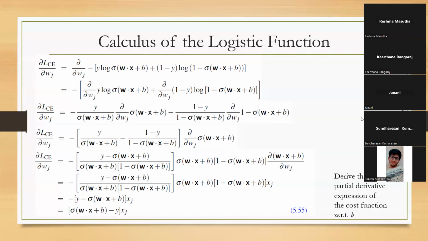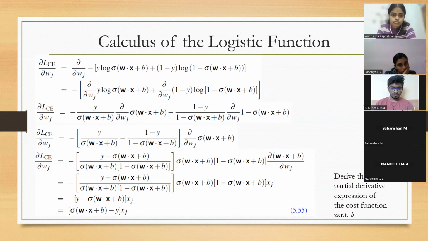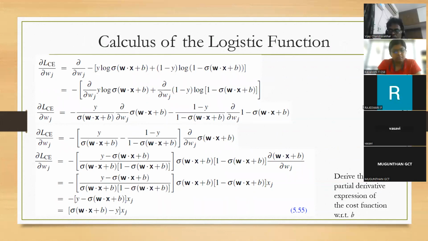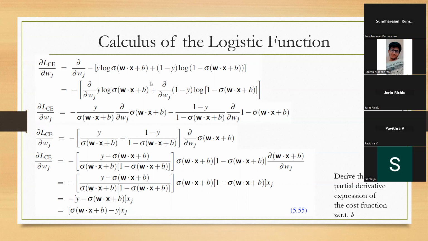xj will not come in the final answer. Sorry, say that again. xj will not come in the final answer. Why? When doing the partial derivative with respect to b, in the fifth step, with respect to wj we get xj, but when we do it with respect to b, we get 1. Sorry, who's answering? Rajeshwari. Okay, all right. Can you explain it step by step?